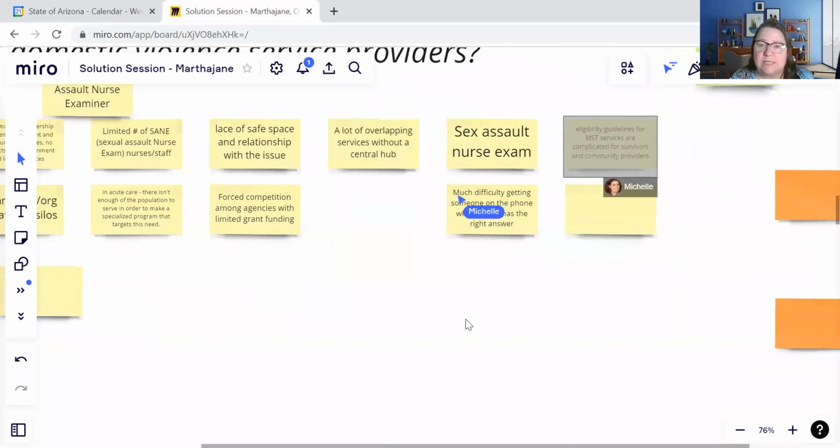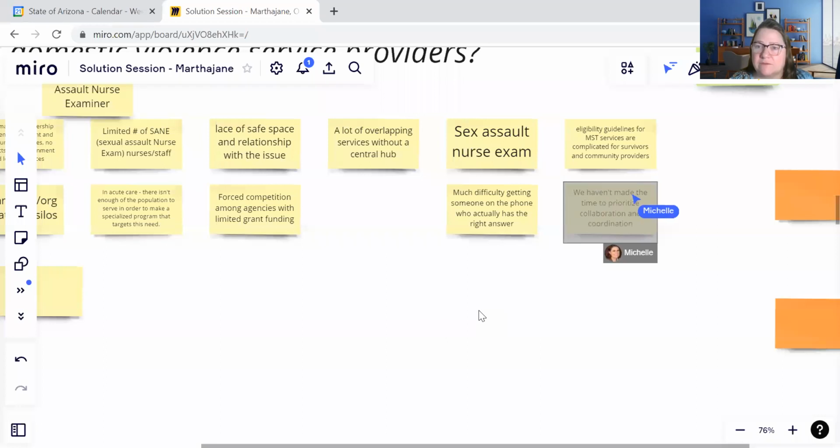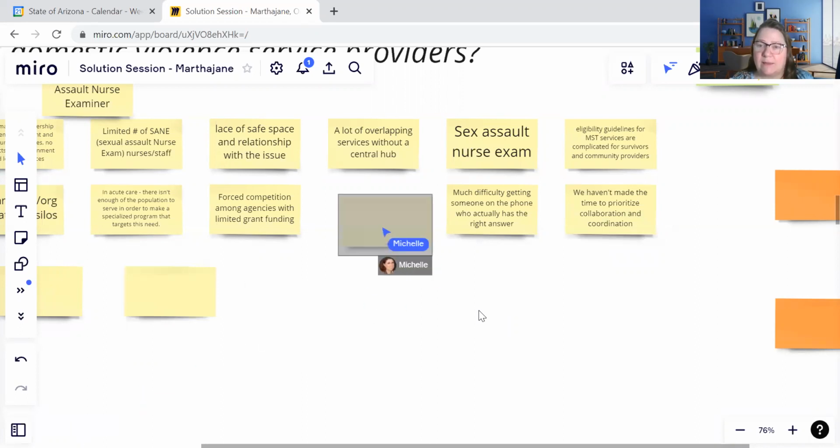Much difficulty getting someone on the phone who actually has the right answer. And this could be about the lack of coordination, right? Eligibility guidelines for MST services are complicated for survivors and community providers. You haven't made the time to prioritize collaboration and coordination.